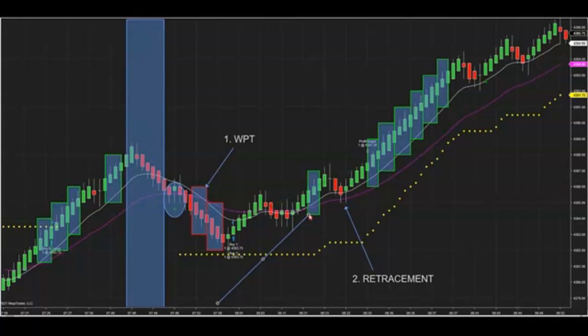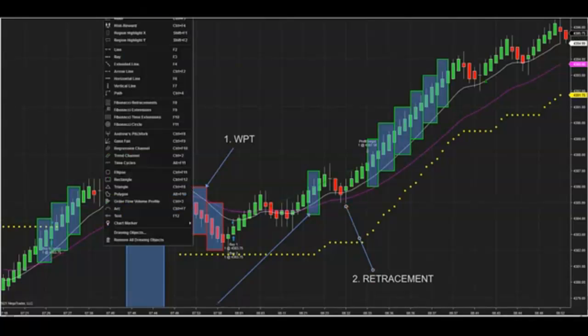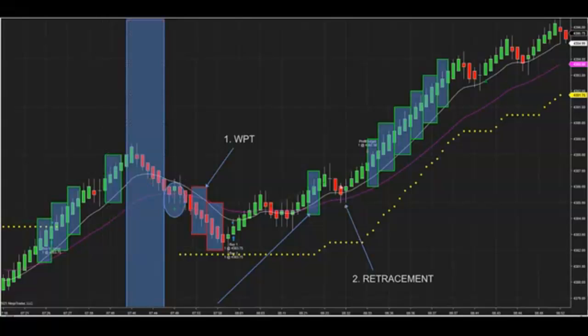What I want to try to do is look for my first retracement. Here's my first retracement that happened for the day. And then we get a buy, which would be this bar right when it closes green. That would be your buy setup. Let it close. There's your next entry.